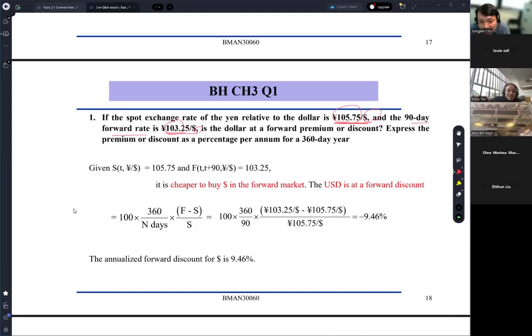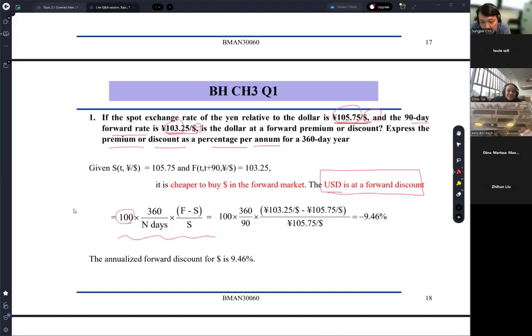That means the dollar has a forward discount. Dollar is discounted in the forward market, right? So dollar is at a forward discount. We need to compute the premium or discount as a percentage and in annual terms. This is the formula we learned.